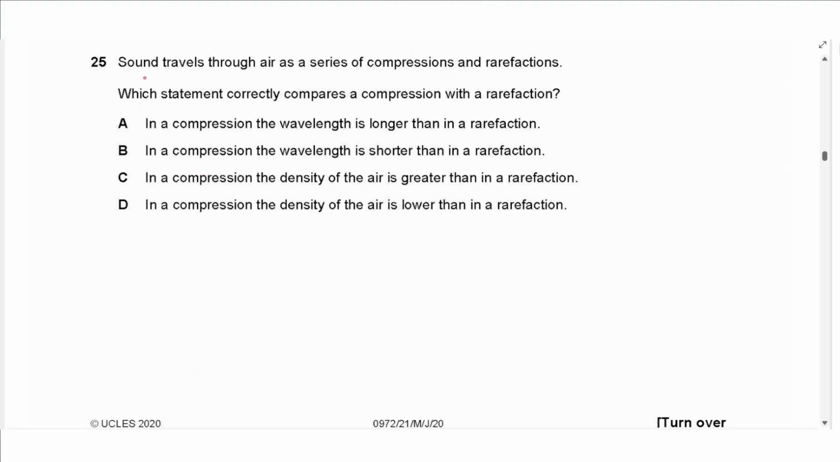Question 25 says, sound travels through air as a series of compressions and rarefactions. Which statement correctly compares a compression with a rarefaction? In a compression, the wavelength is longer, no. In a compression, the wavelength is shorter, no. In a compression, the density of the air is greater, yes, than in a rarefaction, because molecules are closer in a compression, so the answer is C.